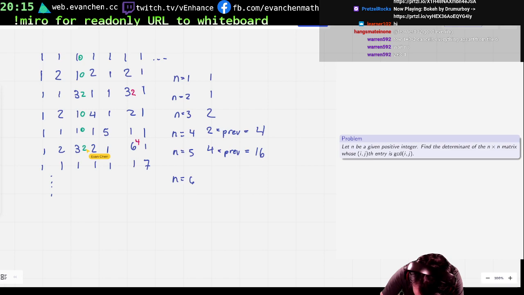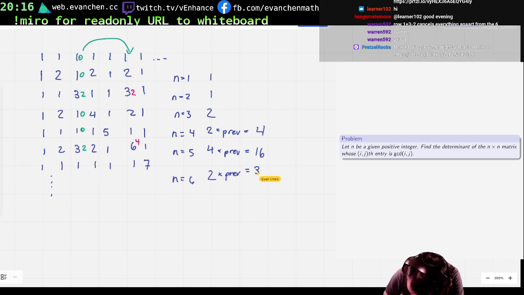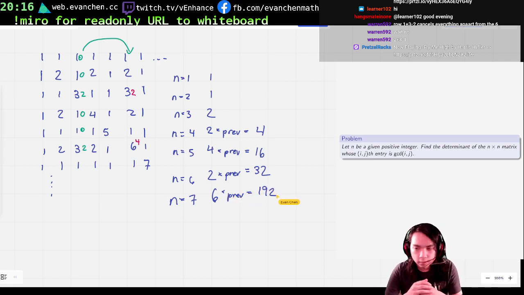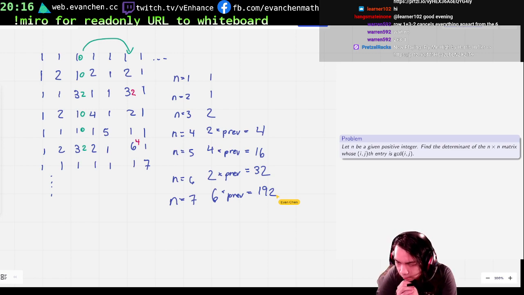Okay, and now I subtract the green thing. So it's 2 times previous. Why is the answer always a power of 2? Okay, that was very ad hoc though. But n equals 7 is not a power of 2, right? Because it's 6 times the previous. Yeah, 2 plus 3 minus 1. I agree.